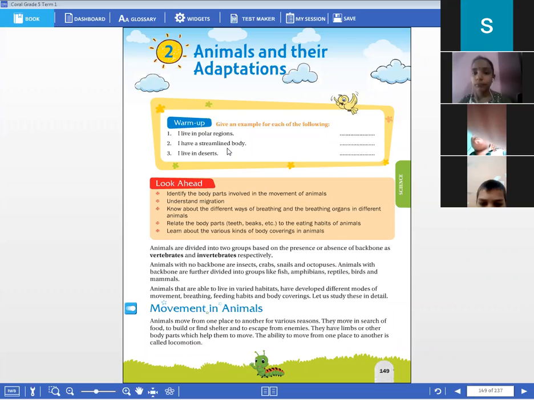Okay, without any delay, let's start lesson 2 in science. The lesson name is Animals and Their Adaptations.